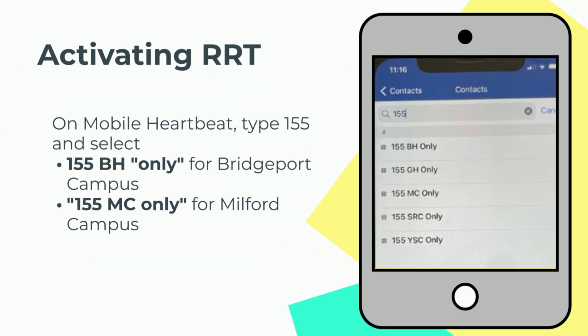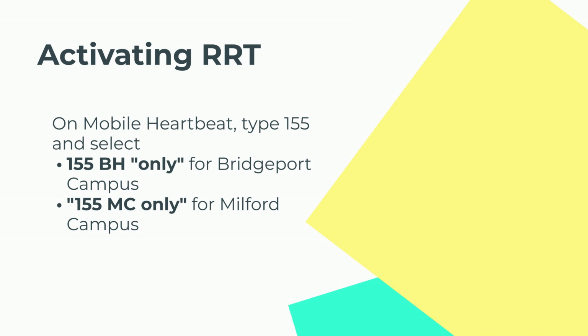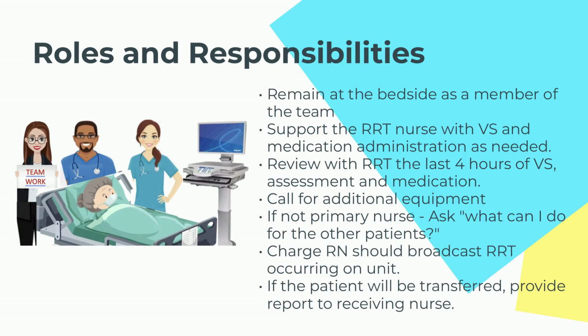When activating an RRT on mobile heartbeat, type 155 and select 155BH only for Bridgeport campus and 155MC only for Milford campus. Your role and responsibility as the primary nurse is to remain at the bedside as a member of the team, support the RRT nurse with vital signs and medication administration as needed, review with the RRT the last 4 hours of vital signs, assessment, and medication, call for any additional equipment, and if you're not the primary nurse, ask what can I do for the other patients.